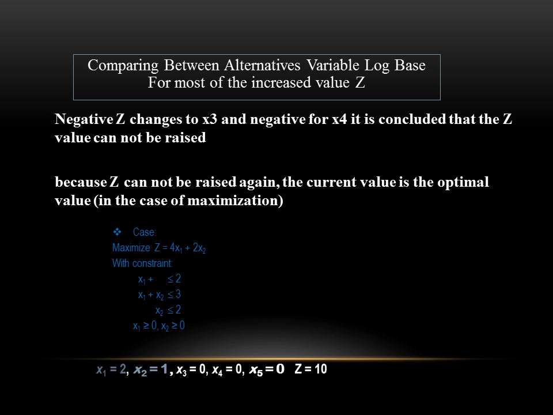So we can know that x1 equal to 2, x2 equal to 1, x3 equal to 0, s4 equal to 0, s5 equal to 0, and the maximum and optimal z value is 10.